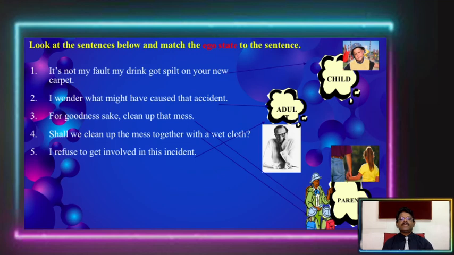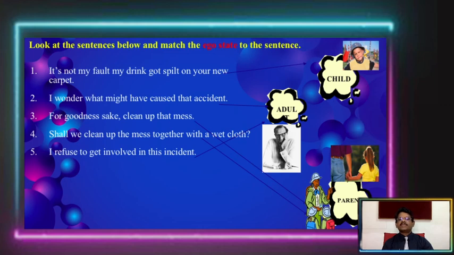Now look at the sentences below and match the ego states with the sentences. Like, "It is not my fault my drink got spilled on your new carpet." That is related to the child ego state. And "I wonder what might have caused that accident?" That is the adult ego state.